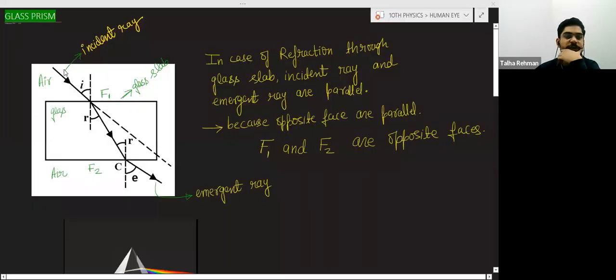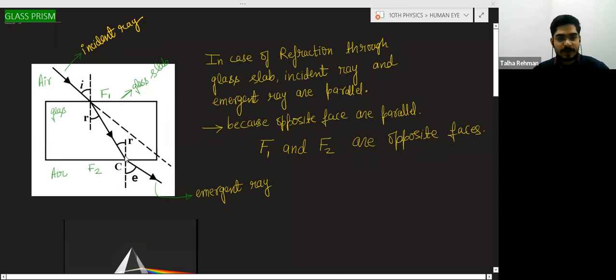So what happens? This is the glass and here is air. So refraction will take place. This is the incident ray. This is the normal, and refraction will take place. After refraction, light will go towards the normal. And if there were no glass slab, then the path of the light would be a straight line like this. This is the straight line, and after that, refraction will take place again on this surface.